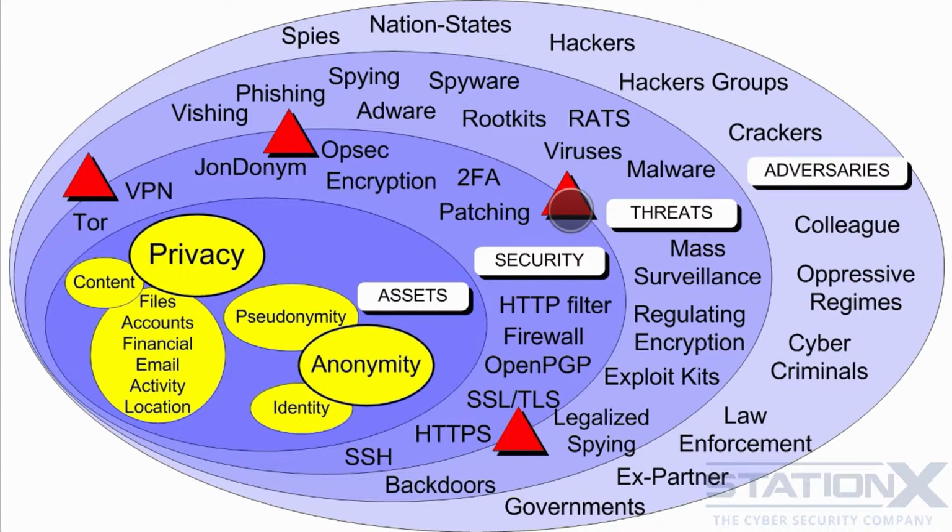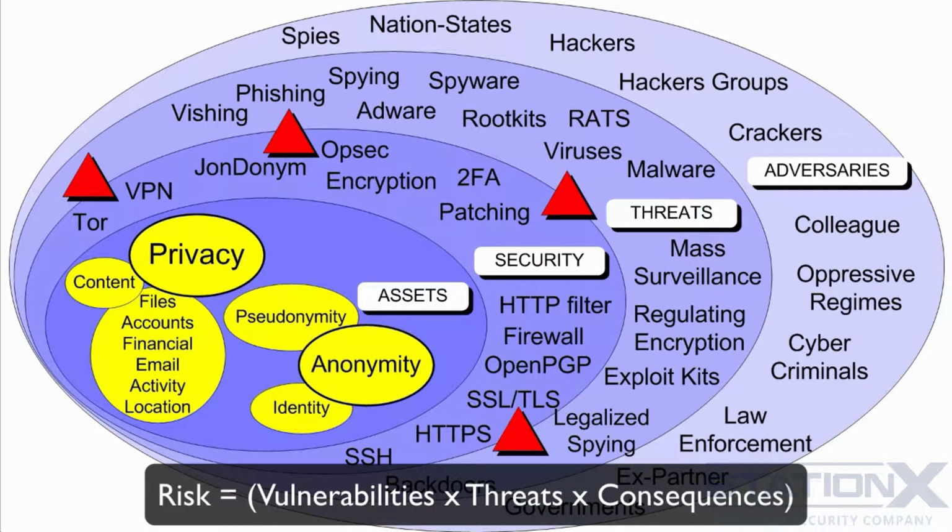And you can also see here these red triangles. These represent vulnerabilities, bugs, and weaknesses in your security controls. A threat will try to exploit vulnerabilities in your security to impact your assets. For example, malware infecting your computer through the vulnerability of being unpatched.